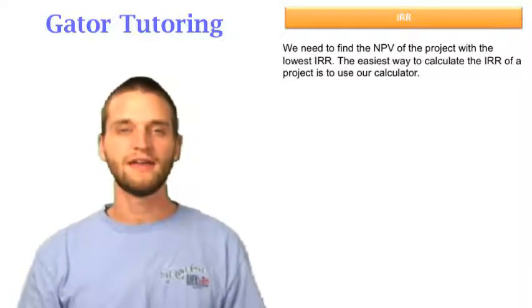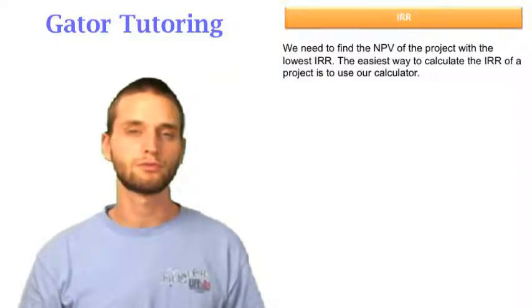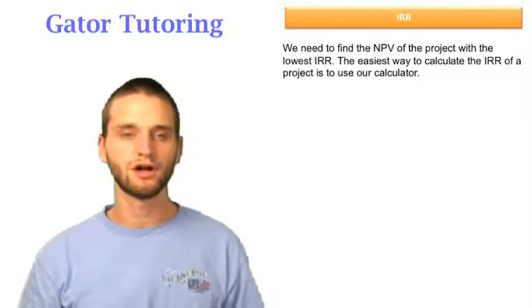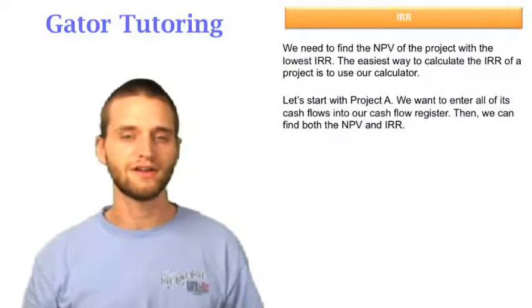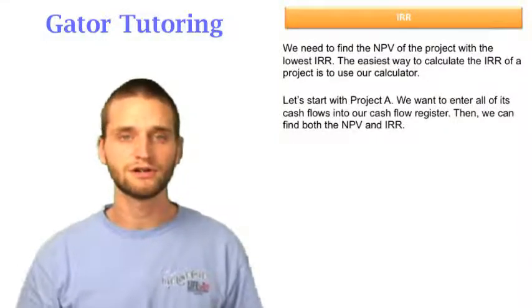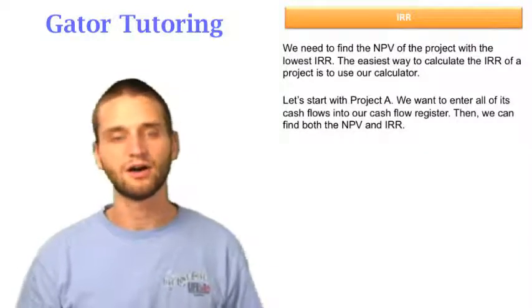So we need to find the NPV, the net present value, of the project with the lowest internal rate of return. Well, the easiest way to calculate the internal rate of return of a project is to use our calculator. Let's start with project A. We want to enter in all of its cash flows into our cash flow register. Then we can easily find both the NPV and the IRR.